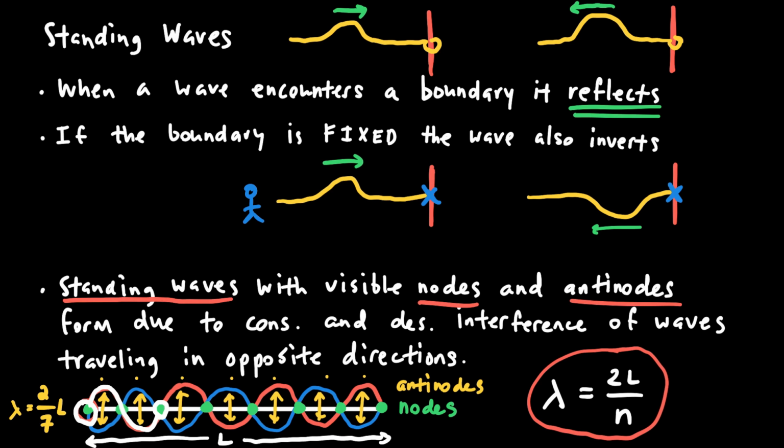And for that reason, what we could do is we could say that the wavelength is equal to 2L divided by N, where N is the number of antinodes. And this is the basis for understanding how standing waves form and how we can use equations for the wavelength of standing waves to further understand how the waves look and what's going on with them.